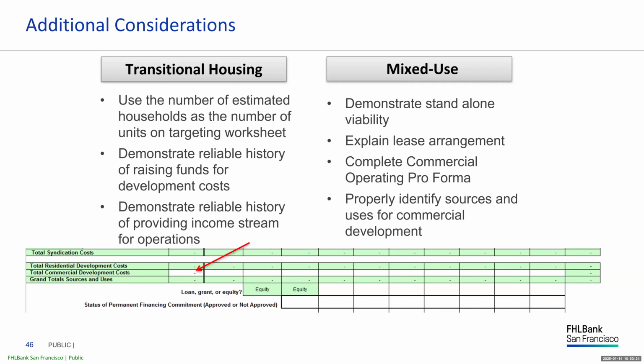Our financial worksheets are intended to accommodate the wide variety of projects that apply for AHP. So here are some key points to keep in mind for certain types of projects that don't fit neatly into the AHP framework. For transitional housing or shelter projects on the targeting worksheet, make sure to list each family as a unit rather than the number of rooms or beds available, when you expect to serve families and not just individuals. For example, a project may have 50 beds available, but the estimate of total households served at one time is only 35. So the number of units in the project should be 35 instead of 50.